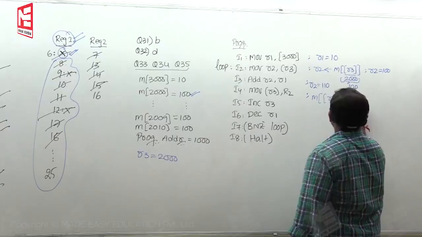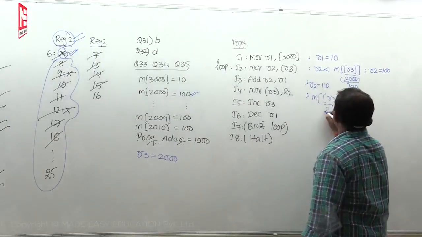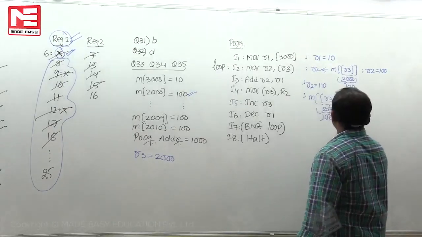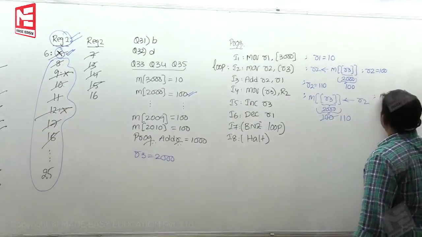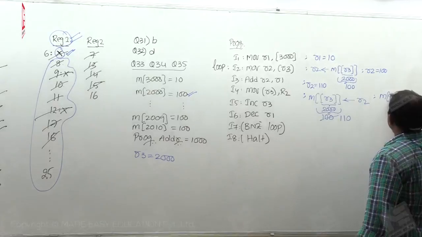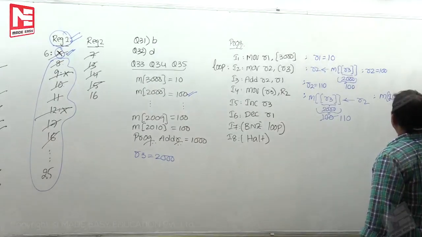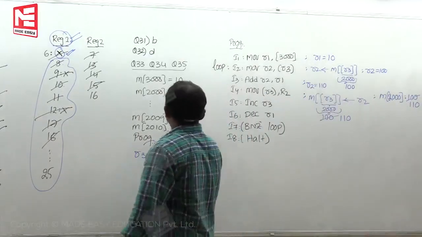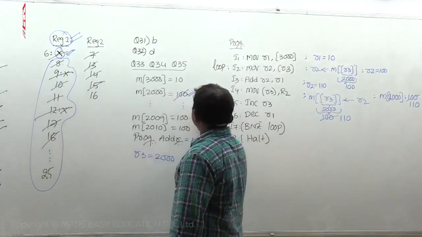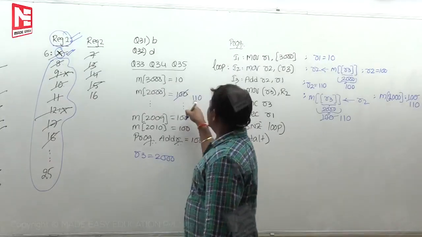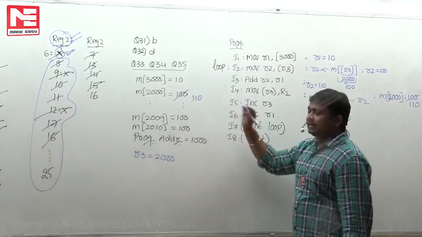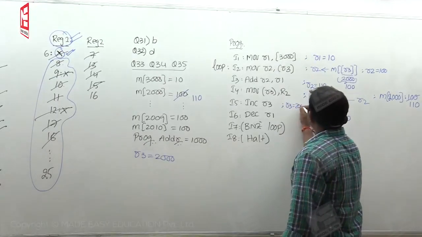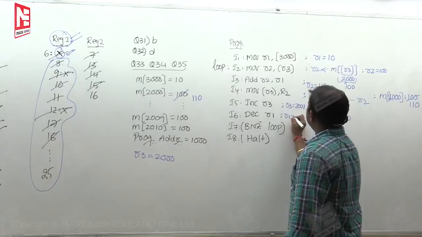Then move, like this, [R3] from R2. R3 contains 2000. So 2000 already contains 100. Now that is replaced with 110. So now memory location 2000 contains how much? 100, and now that is replaced with 110. This is reading and writing: the data is read and the same location is written. Next increment R3. Now R3 becomes 2001. Then decrement R1. R1 becomes 9.